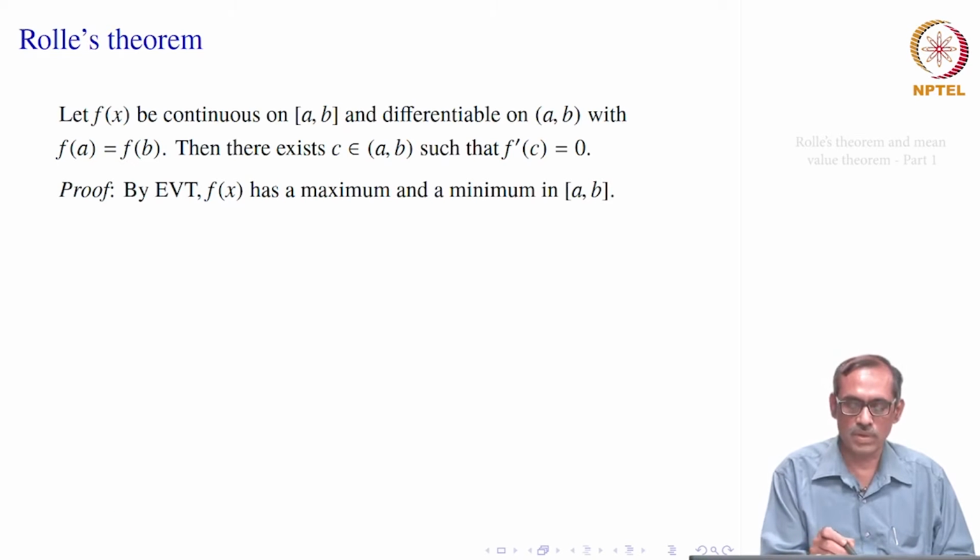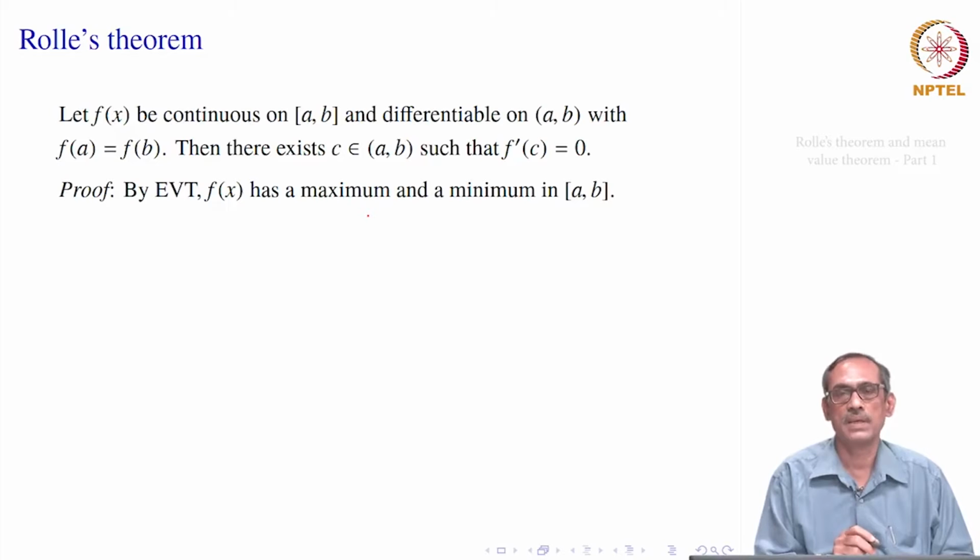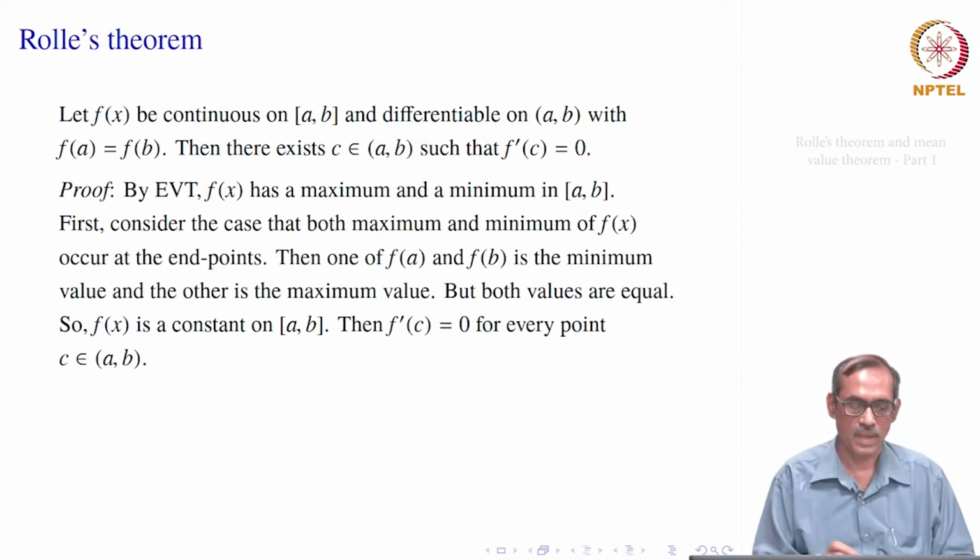So, the proof will use our notion of maximum and minimum. So, we have the extreme value theorem: since it is continuous on the closed interval [a, b], there is a point where the function achieves its maximum. There is also a point where the function achieves its minimum. So, we say that f(x) has a maximum and a minimum in the closed interval [a, b].